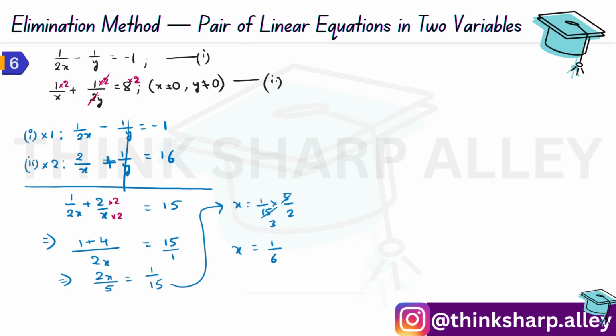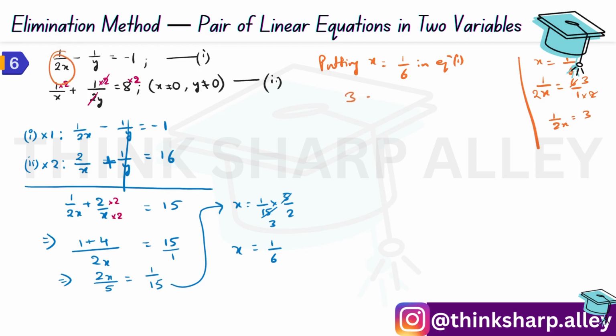So, you can choose any of these equations. Let me go with 1. So, putting x equal to 1 by 6 in equation 1. Now, if you notice, if x is equal to 1 by 6, which means 1 by x is equal to 6 by 1, I've just taken reciprocal on both sides. Now I need 1 by 2x, right? So for that I need to multiply 2 in the denominator on both sides. So I am getting 1 by 2x is equal to 3. So in place of 1 by 2x, I'll write 3 minus 1 by y is equal to minus 1.